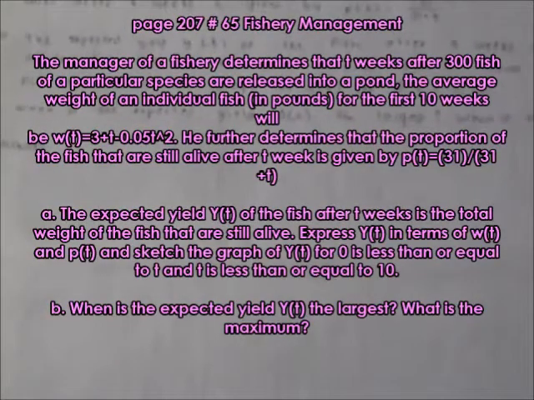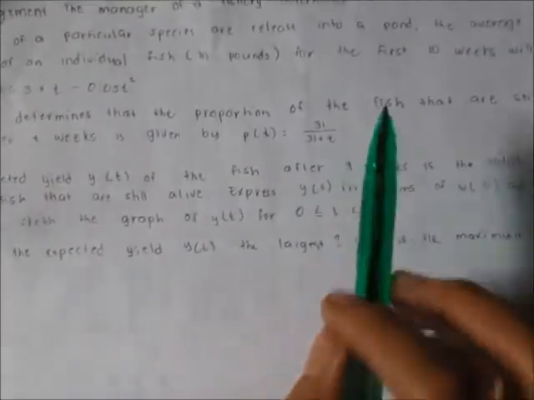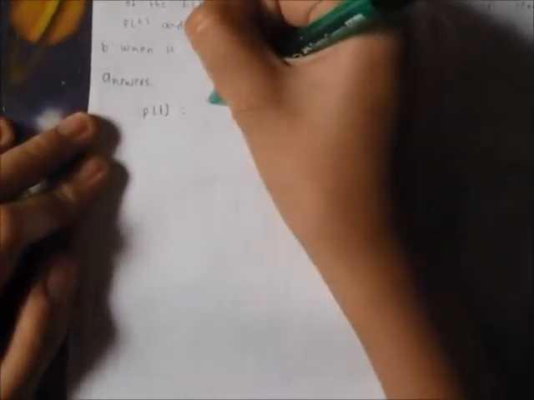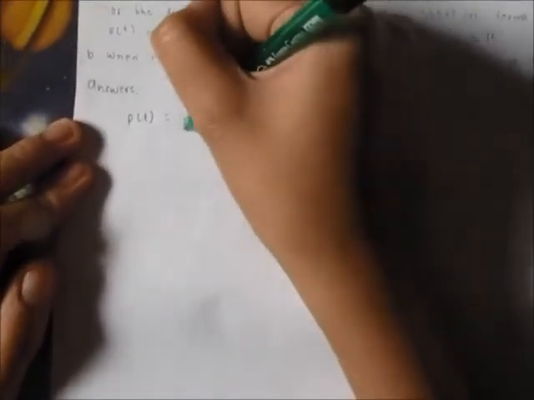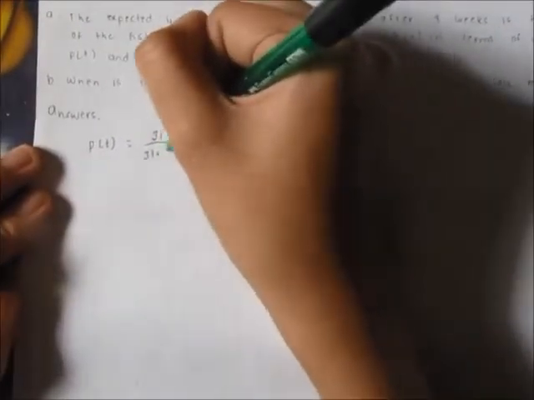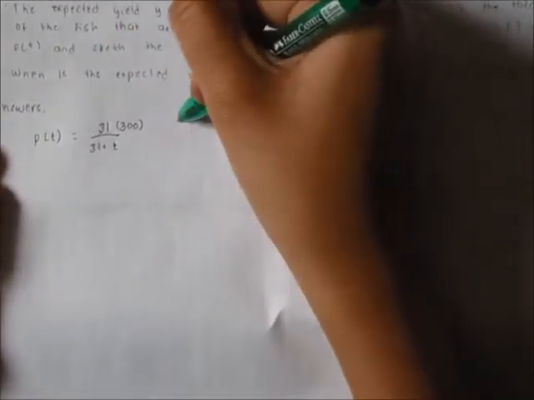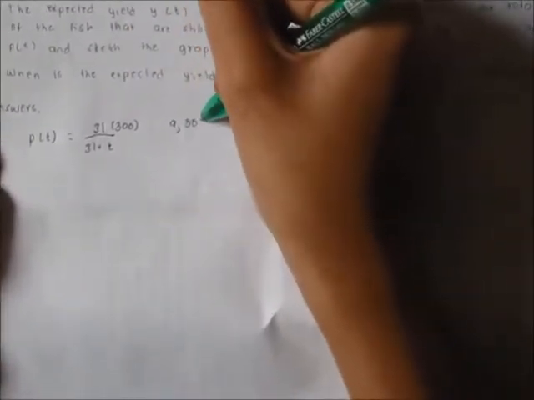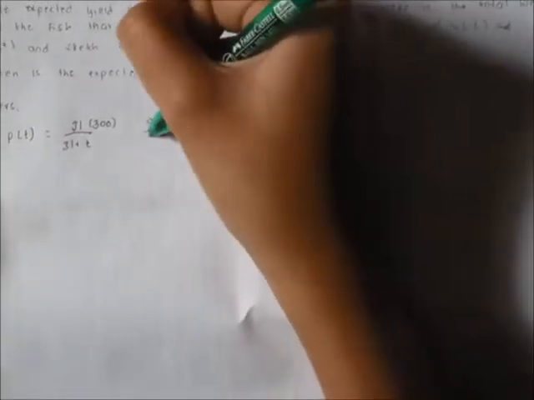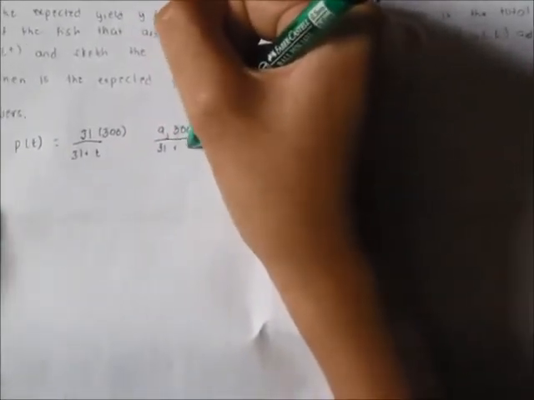To be able to get the answer, first, we must copy the second equation, the proportion of the fish. So, P of T equals 31 over 31 plus T. We must multiply 31 by the number of fish, which is 300. So, when we multiply it, the answer is 9,300 over 31 plus T.